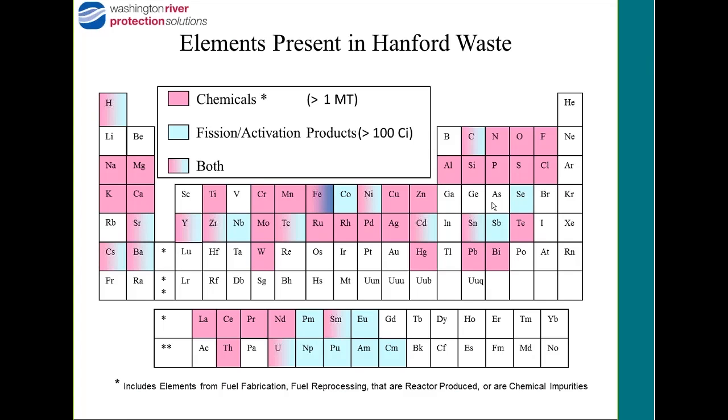You can see we have a fairly high percentage of the periodic table in our waste in high concentrations. Even the things that are white, we have trace amounts of most of those as well. In fact, from curium on down, we pretty much have at least some of the entire periodic table in the waste.